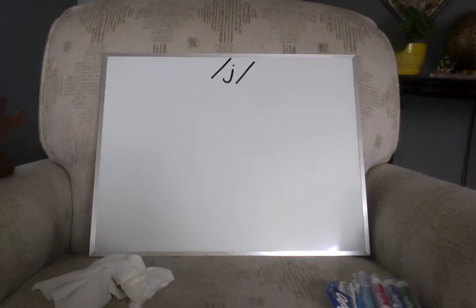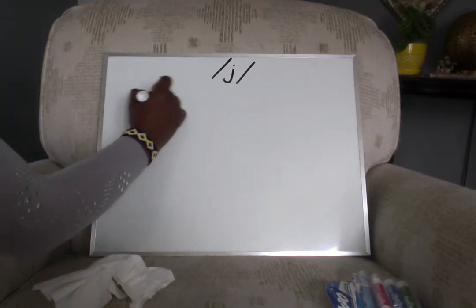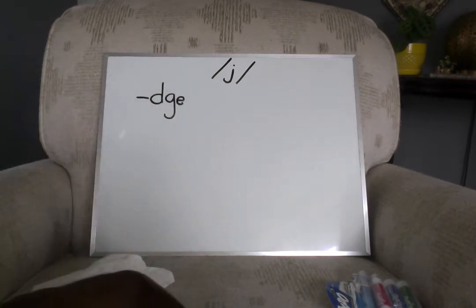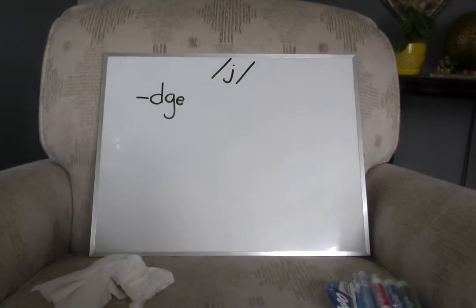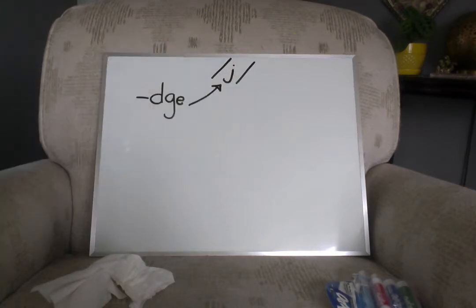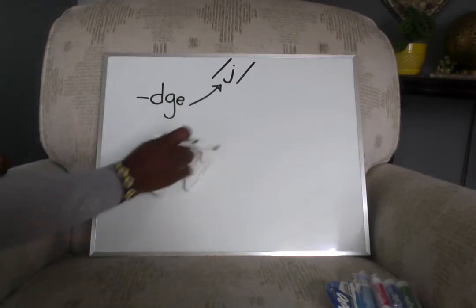A lot of you, when I was giving you your assessment, did not know what DGE says. DGE actually just says J. All of these letters say J. And you must be wondering, how is that possible? How is DGE saying J? So let's backtrack a bit.